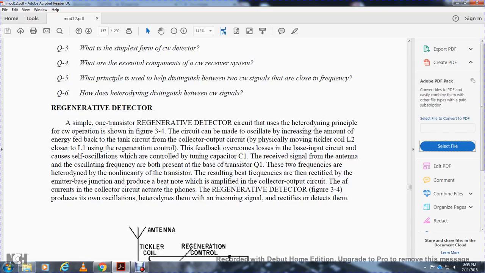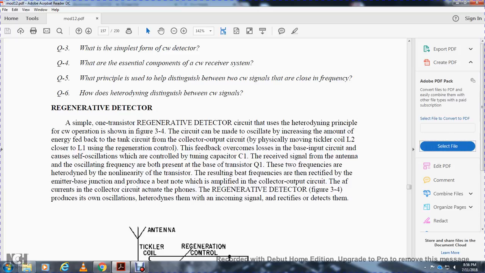The simple one-transistor regenerative detector circuit, shown in figure 3-4, uses the heterodyne principle for continuous wave reception. The circuit may be made to oscillate by increasing the amount of energy fed back from the collector output to the tank, physically moving the tickler coil inductor 1 closer to inductor 2, which controls the regeneration and overcomes the loss of the base input circuit. Oscillation is controlled with tuning capacitor 1. The signal received from the antenna and the oscillating frequency are both present at the base of the transistor, and the nonlinear transistor heterodynes them. The resulting beat frequency is rectified by the emitter-base junction to produce the beat note, which is amplified in the collector output circuit, and the audio frequency current in the collector circuit actuates the phones.